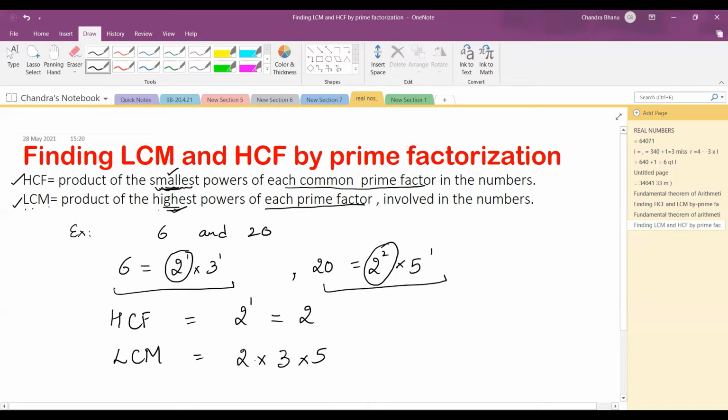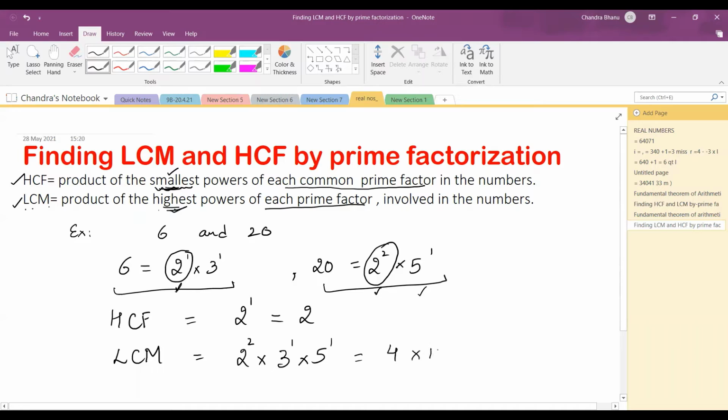So now I have to take the highest powers of these prime factors. You can see 2 to the power 1 and 2 to the power 2. The highest power is 2 squared. 3 to the power 1 is the only power of 3 here, so 3 to the power 1 is the highest power of 3. 5 is also alone here, so 5 to the power 1 is the highest power of 5 here.